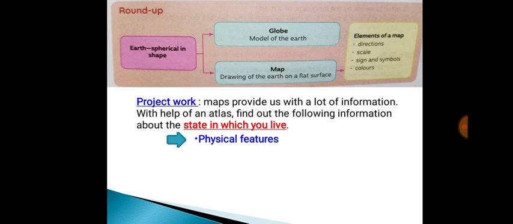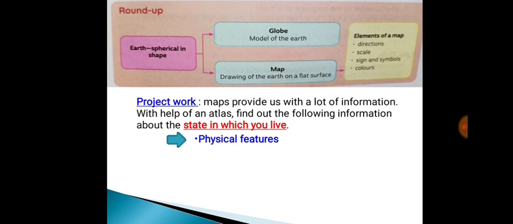Now for you, one project work is: maps provide us with a lot of information. With the help of an atlas, find out the following information about the state in which you are living. Like you are living in Sawai Madhopur, but the state is Rajasthan. You have to take the physical map and see the physical features in your state, Rajasthan.